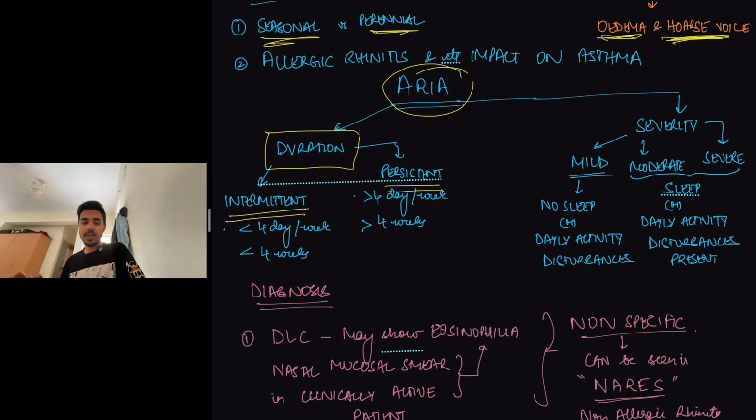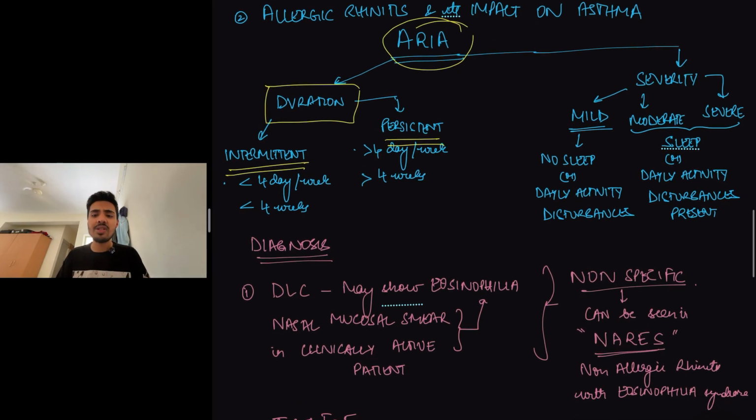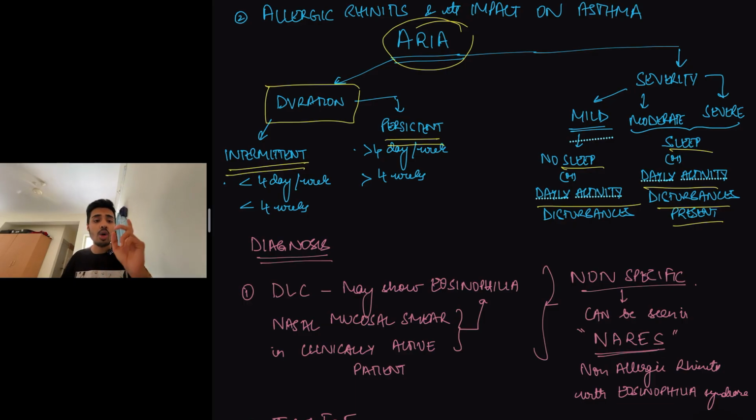Then let's come to the severity. You have mild allergic rhinitis, moderate allergic rhinitis, and severe allergic rhinitis. Mild will cause no disturbance to sleep or any daily activity. Moderate and severe will cause disturbances. So that is why, based on severity, you have mild, moderate, and severe. So seasonal versus perennial and ARIA classification, allergic rhinitis impact on asthma. Based on duration, less than 4 weeks or less than 4 times a week, intermittent allergic rhinitis; more than 4 times a week or more than 4 weeks, persistent allergic rhinitis. Based on severity, mild, moderate, and severe.